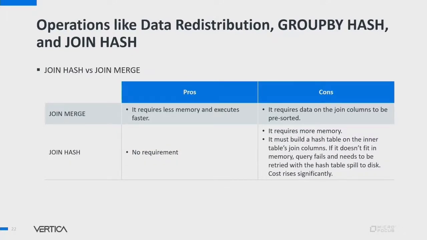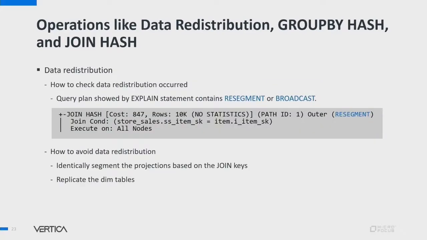Similar to the group by operation, there are two methods for join operation, which are hash join and merge join. Merge join executes faster and requires less memory compared to hash join, but merge join requires data on the join columns to be pre-sorted. For a query to perform faster, there should be minimal data redistribution during the query runtime, because network send and receive are slower operations. The more data query execution needs to redistribute, the slower the query performance.